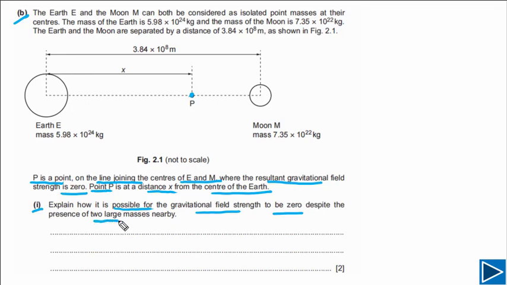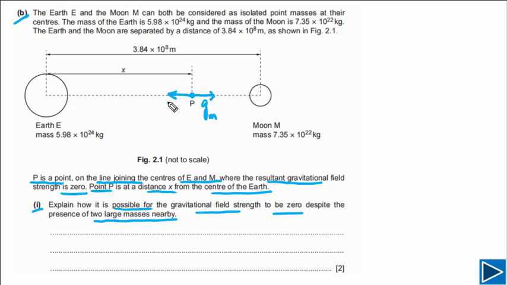Even though there are two large masses present nearby this point, we need to understand why the value of g is equal to 0, meaning the resultant gravitational field at this point is equal to 0. First of all, let's try to understand the gravitational field due to the moon. This is the gravitational field due to the moon, and this will be pointing to the right. And now if you look at the gravitational field due to Earth, that will be pointing this way.